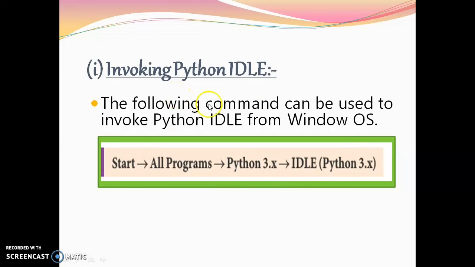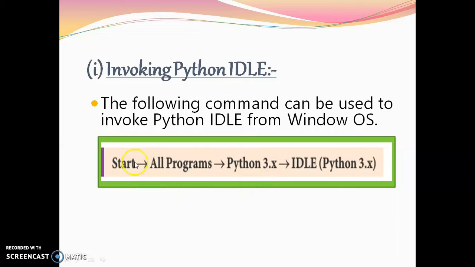Now let us see how to invoke Python IDLE, that is, how to call Python IDLE. What is the expansion of IDLE? Integrated Development Learning Environment. The following command can be used to invoke Python IDLE from Windows OS: click on the Start button, then go to All Programs, Python 3.x, IDLE Python 3.x. This opens the Python Integrated Development Learning Environment window.